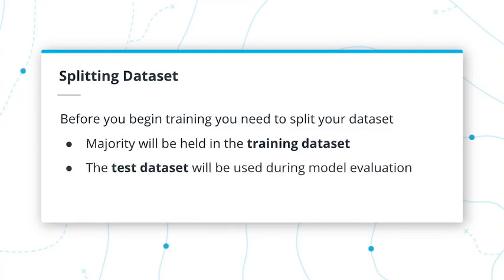There's also a test dataset. This is the data that the model hasn't seen during training. It's used during the model evaluation stage. It helps you see how well your model will generalize to new data.